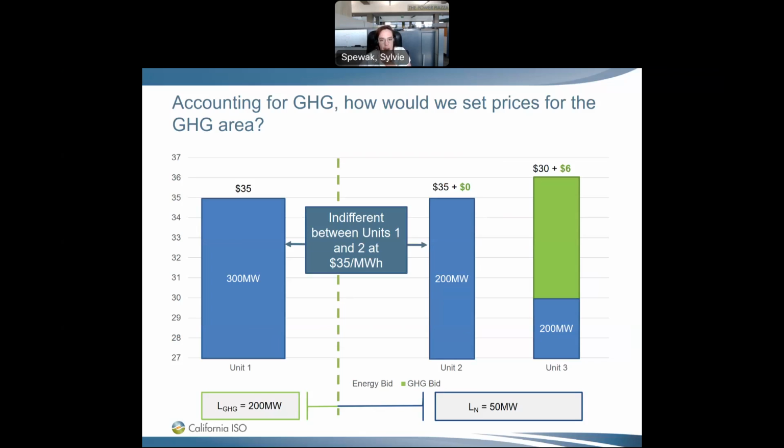So we want to account for both energy and compliance. The energy plus compliance cost of Unit 1 is $35 per megawatt hour. The energy plus compliance cost of Unit 2 is $35 per megawatt hour. So we're indifferent between paying $35 per megawatt hour and $35 per megawatt hour.